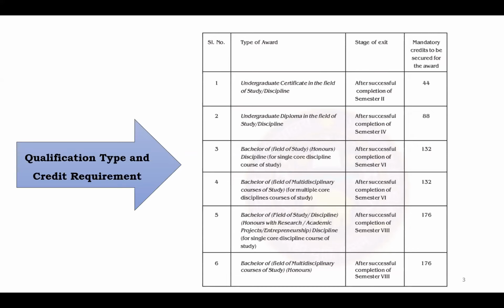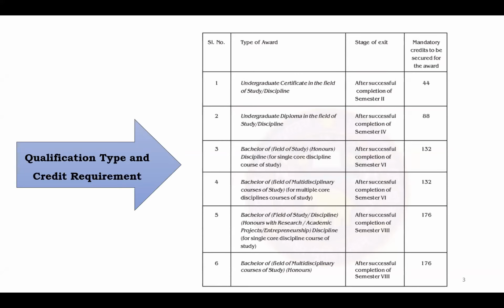After the successful completion of the 132 credits, that is across your first 3 years, first semester to sixth semester, you are eligible for either a Bachelor of Honours in a discipline, a single core discipline course of study, or if you are going in for a multidisciplinary course, you will be eligible for a Bachelor in a multidisciplinary course of study for multiple core disciplines of courses of study.